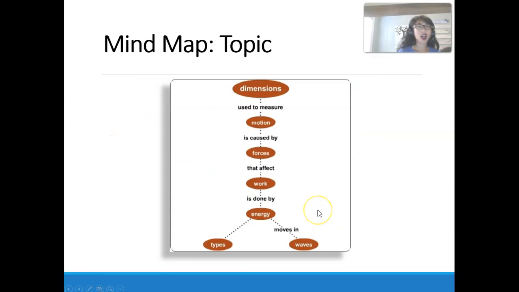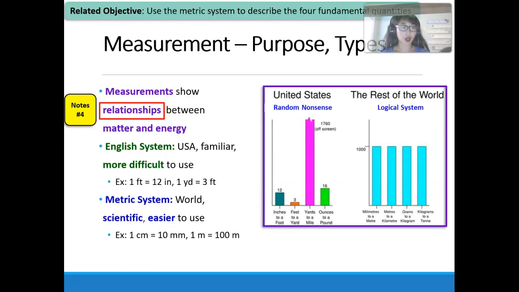All right, so we are going to go ahead and jump into our topic today, which is talking about dimensions. Another way you might think about dimensions is measurements, how to measure things. Okay, so measurements are really important. They show the relationship between matter and energy. So again, unit 1 is all about matter and energy, matter being the stuff around you, energy being how it interacts. And so measurements are going to help us understand those relationships.